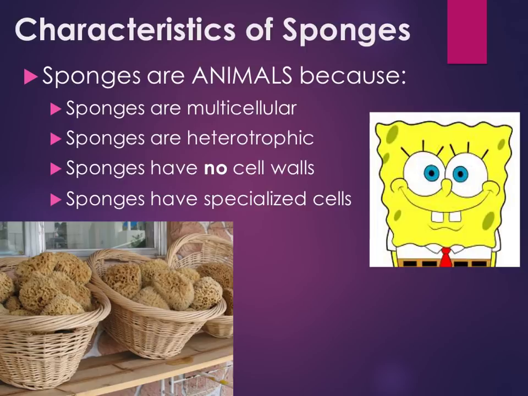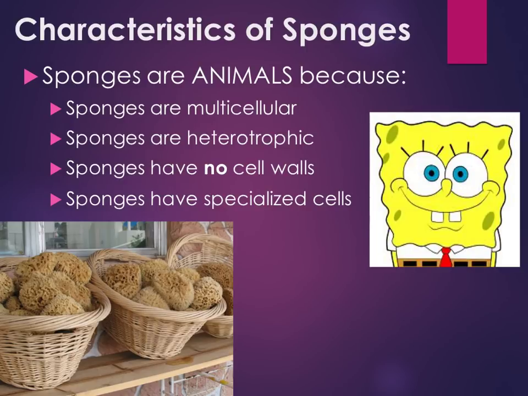Now, in the past, sponges actually were classified as a plant. But as scientists started to look into them more and research them, they found out that they are multicellular, so they're made of many cells, and they are heterotrophic. So if you remember, heterotrophic means that the sponges can't make their own food. They have to consume their food from another organism, and that is not a characteristic of a plant. And so the fact that they are heterotrophic was a sign that they are not in fact plants.